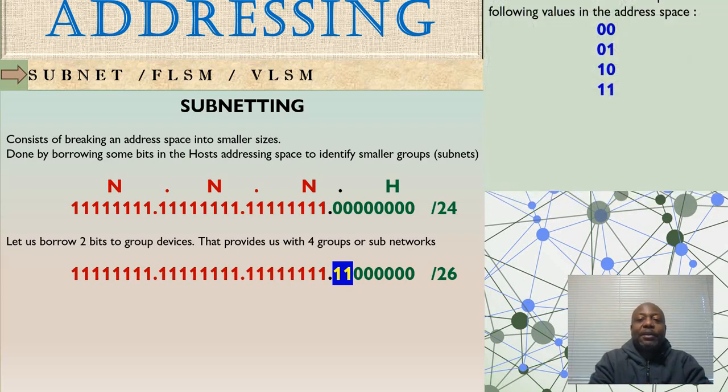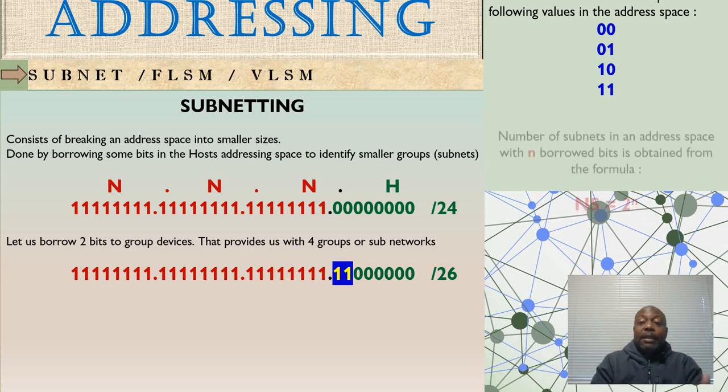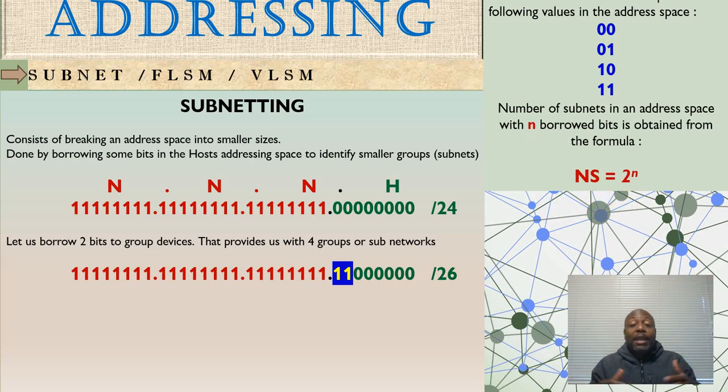What is going to happen here is that by borrowing these 2 bits, we can form 4 groups. The first group with the bit value 00, the second group with the bit value 01, the third one will have the bit value 10, and the last one will have the bit value 11, right? And if we want to know how many groups we can have, just do 2 to the power of the number of bits that we borrowed. Here we borrowed 2, 2 to the power of 2 is 4, very easy.